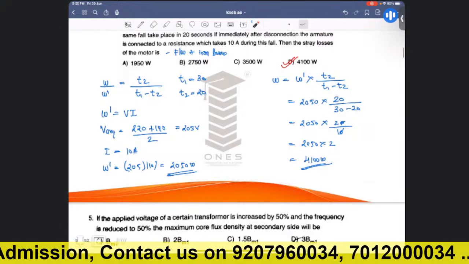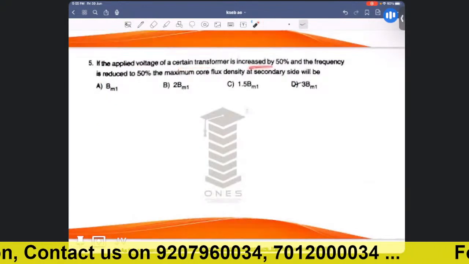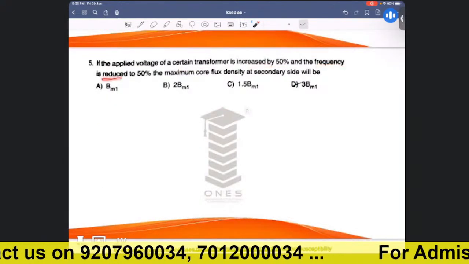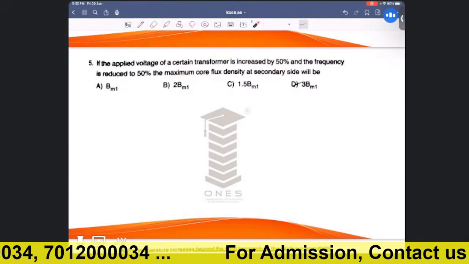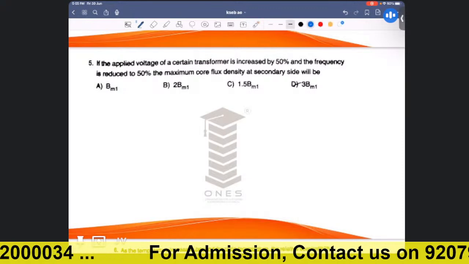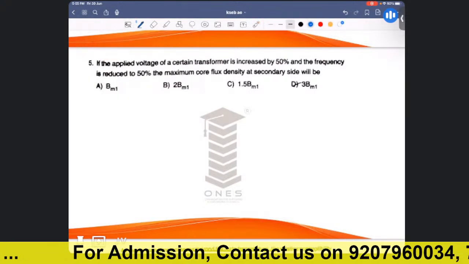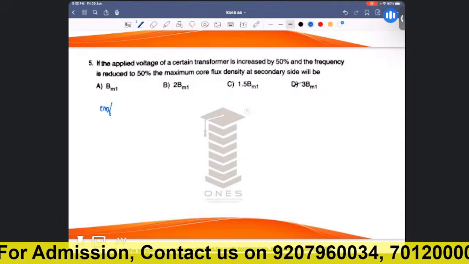If the applied voltage of a certain transformer is increased by 50% and the frequency is reduced to 50%, the maximum core flux density at secondary side will be. This question is based on what? It is based on EMF equation of transformer.